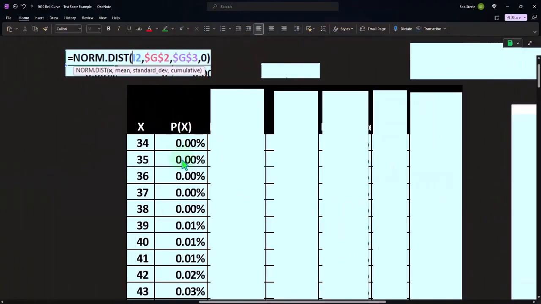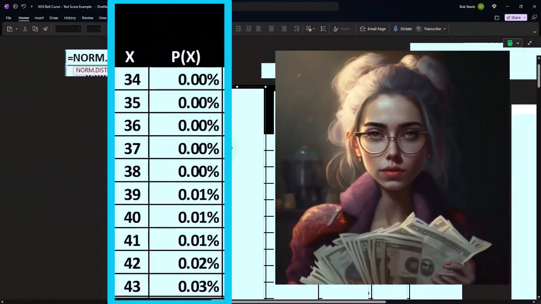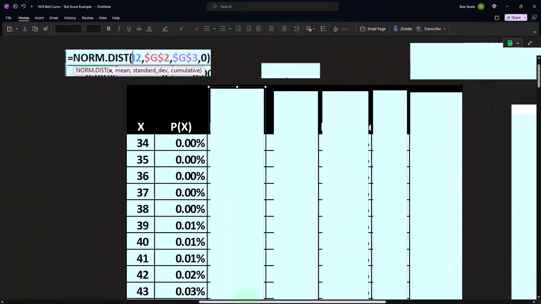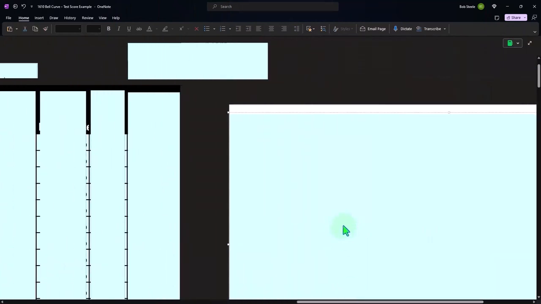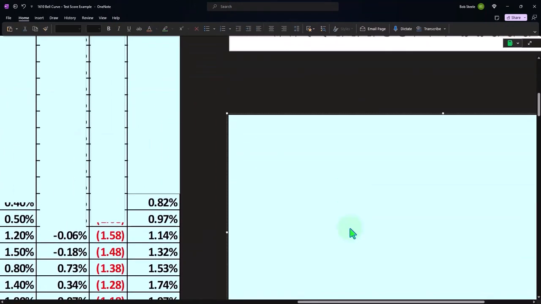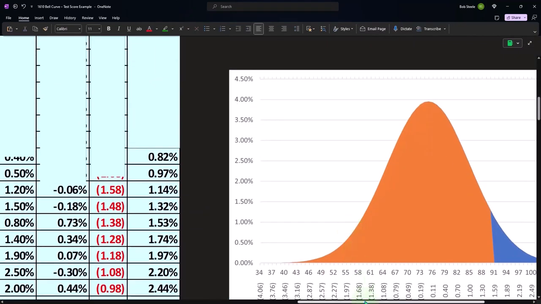But there's our P of X. So that'll give us our approximated curve. So if I was to look at it, then it would look something like this. Here's our approximated curve.